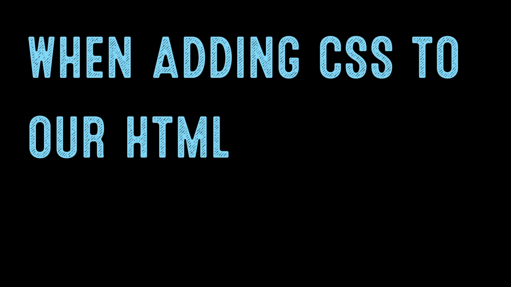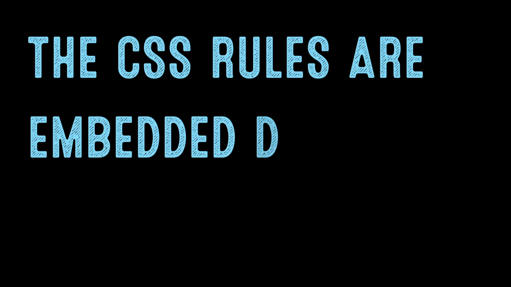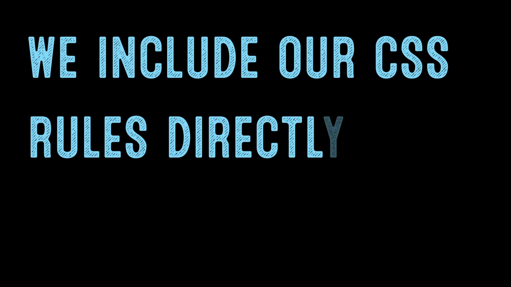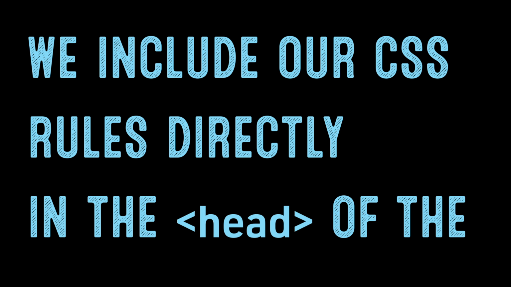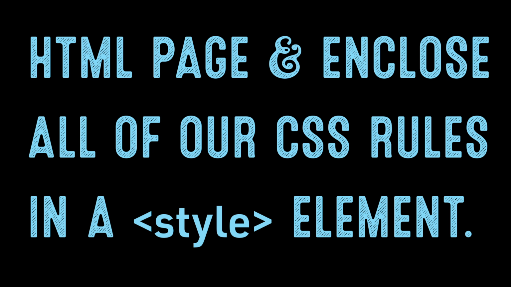When adding CSS to our HTML documents, we can take two approaches. One way is to use internal CSS, which is where the CSS rules are embedded directly into our HTML page. We include our CSS rules directly in the head of the HTML page and enclose all of our CSS rules in a style element.